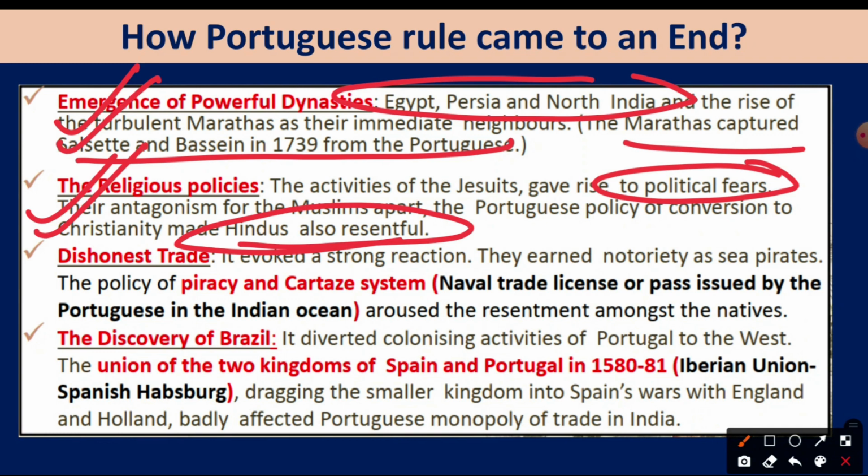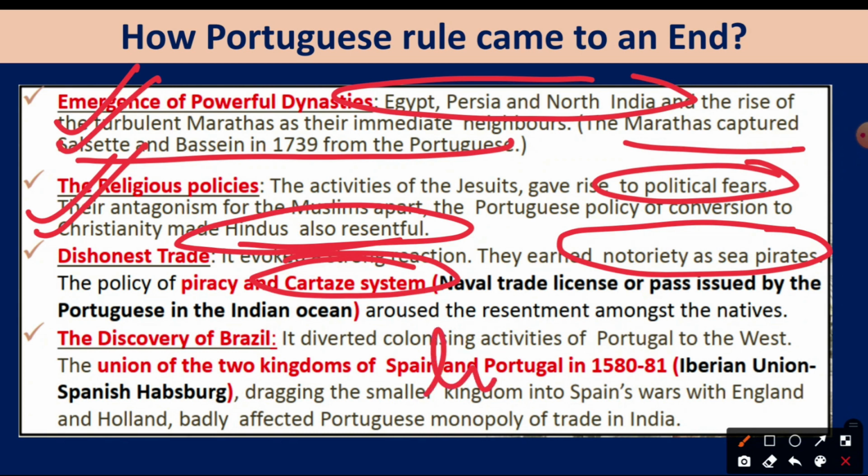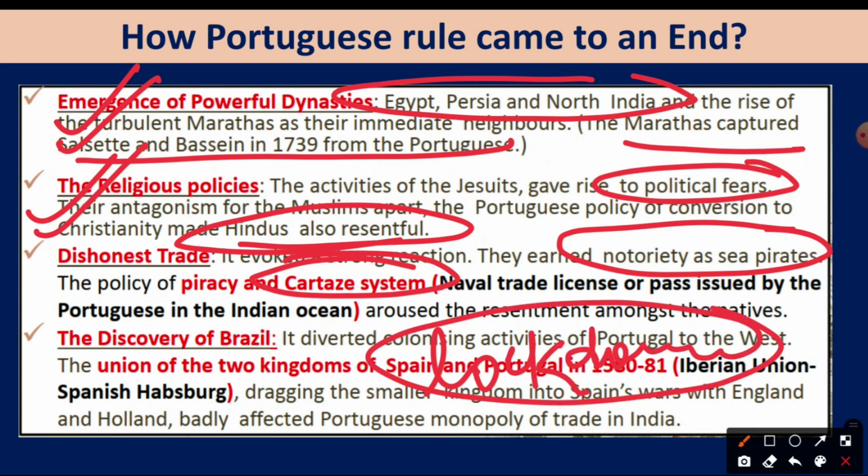The dishonest trade that they used to do. They were known as sea pirates. They earned notoriety as sea pirates. So this policy of piracy and the cartaz system, we will see. They used to issue passes to the people. If you have this pass, then you can go. Imagine the lockdown period: if you don't have the pass, you cannot go.